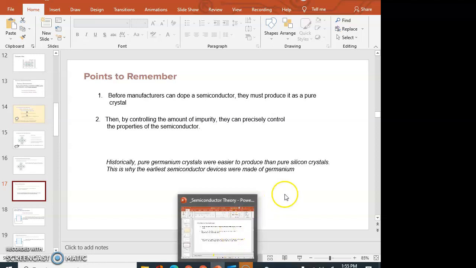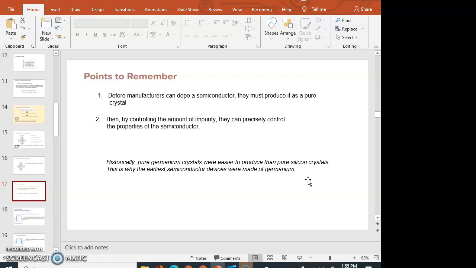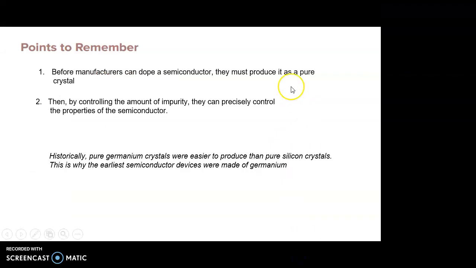Okay, so we now discuss the difference between the intrinsic and the extrinsic semiconductor. Some points to remember: before manufacturers can dope a semiconductor, they must produce it as a pure crystal. Then afterwards, that's the time they can add impurities, controlling the number of impurities to dope the pure semiconductor. In this manner, there is control of the properties of the semiconductor.